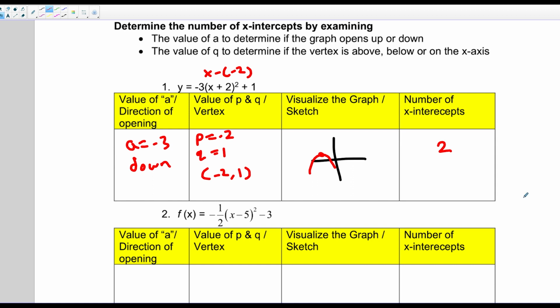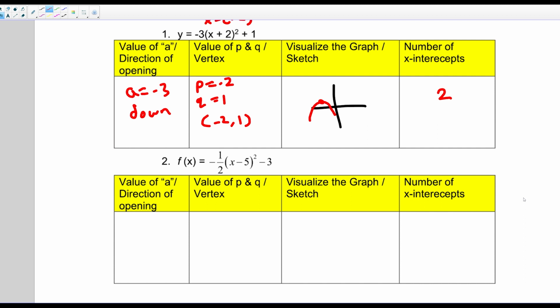So here we'll pause the video. You can take a few minutes to work through the next 3 examples here on your own, and then unpause and check your work.